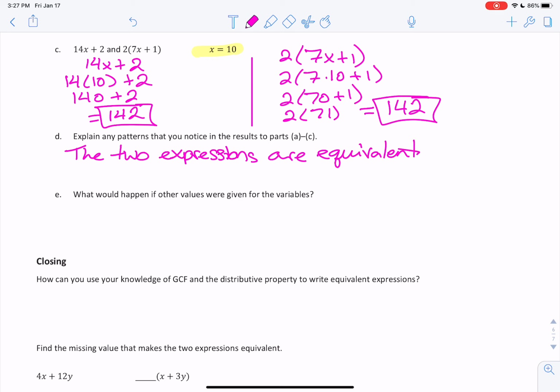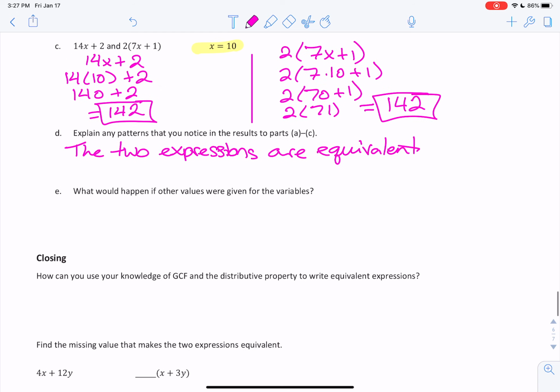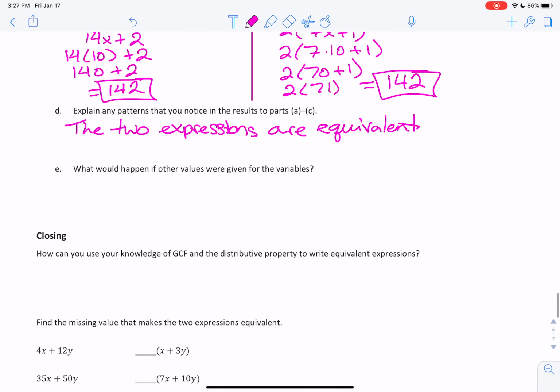E, what would happen if other values are given for the variables? Okay, so what they're saying is if you actually got a number for the variables or they changed them, what would happen? And the important thing you need to know is because the two expressions are equivalent or equal to each other, it doesn't matter what the value for the variables would be. It would always be the same. They would always equal. Okay?